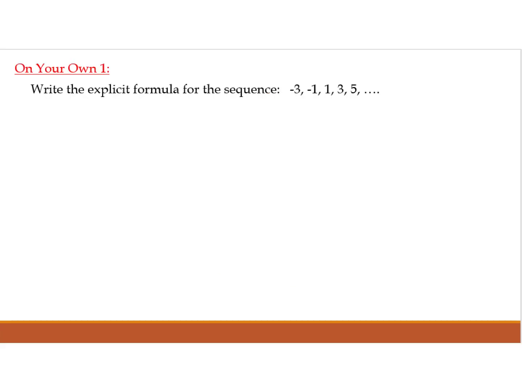Don't let D be any harder than the rest just because it has fractions. All right, this question asks for us to write the explicit formula for the sequence -3, -1, 1, 3, and 5. In order to do this, we have to know what the explicit formula is. It is A sub n is equal to A sub 1 plus n minus 1 times D.